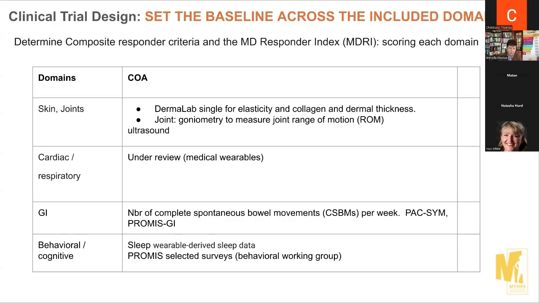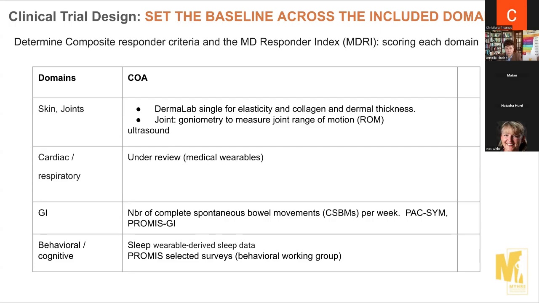Because what we have is that skin, joints, and behavioral and cognitive is in the large majority of patients. Cardiac and respiratory is very important, but in a small proportion of the patients. And gastrointestinal is in between the 2 others. We have a majority of patients with gastrointestinal issues, but it's not as dramatic as the cardiac and respiratory consequences. So those are the 4 domains where we want to work.